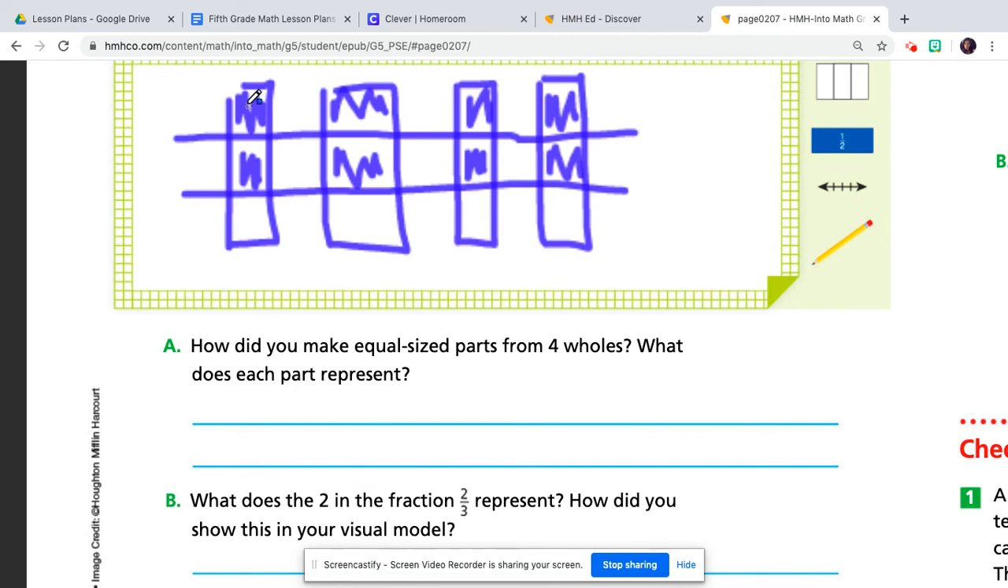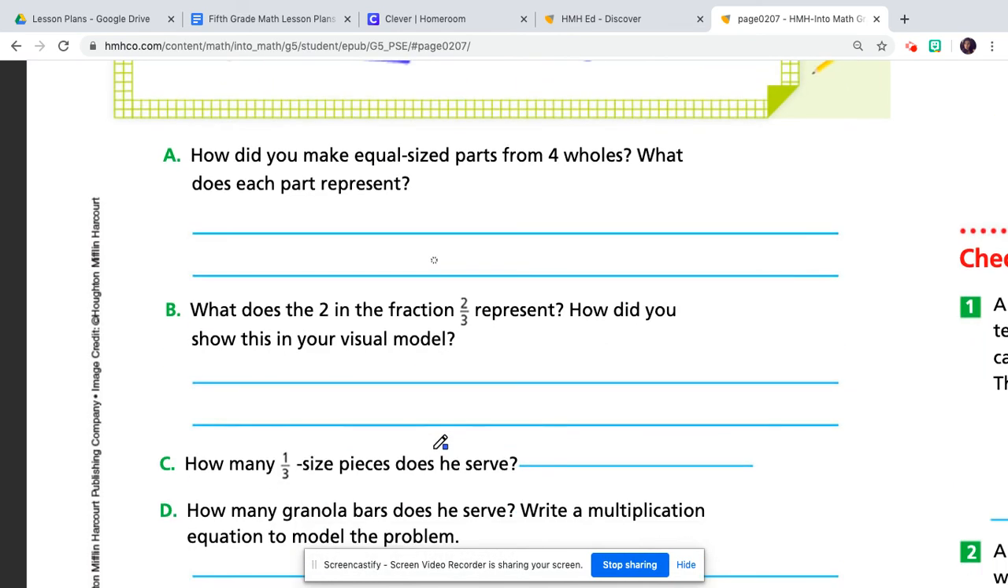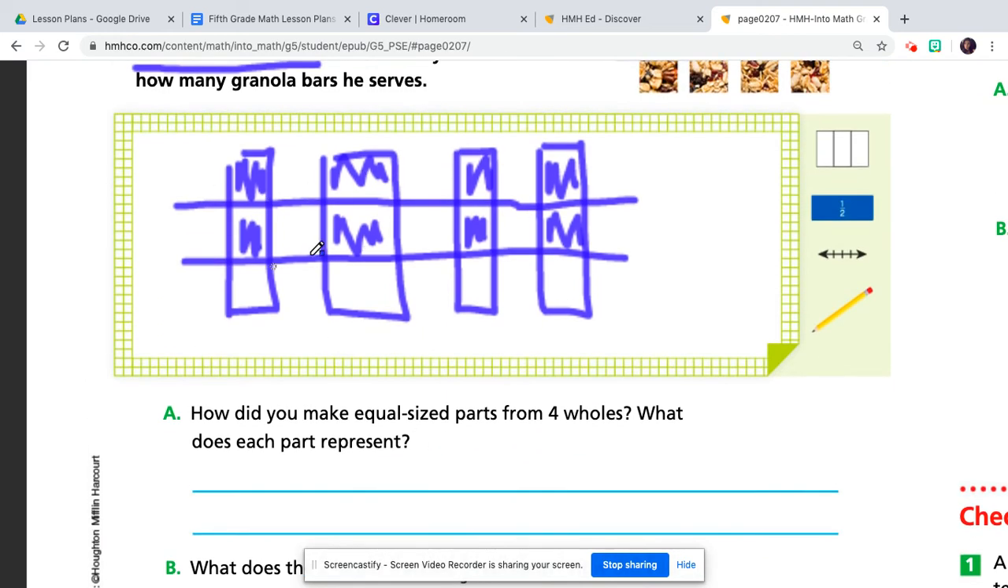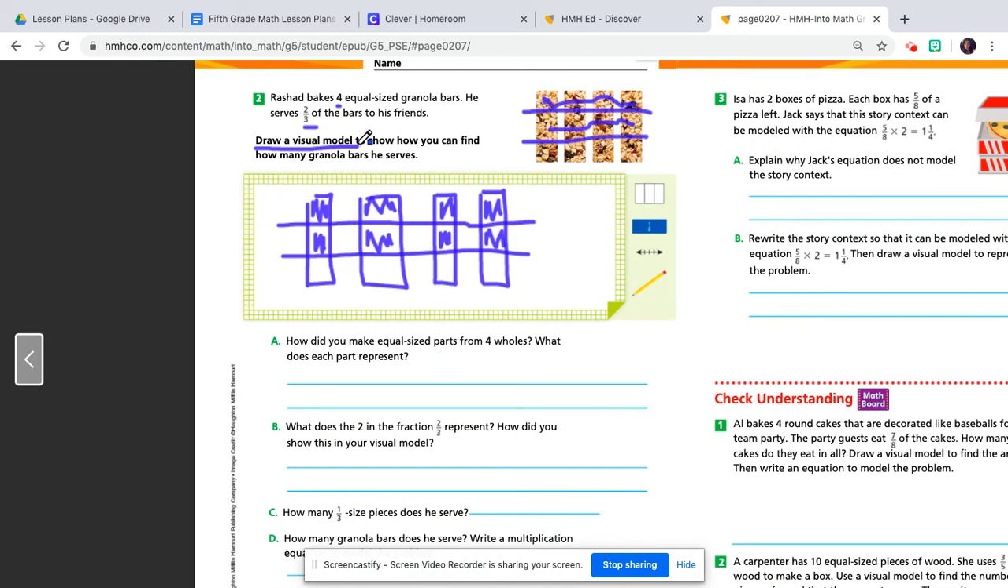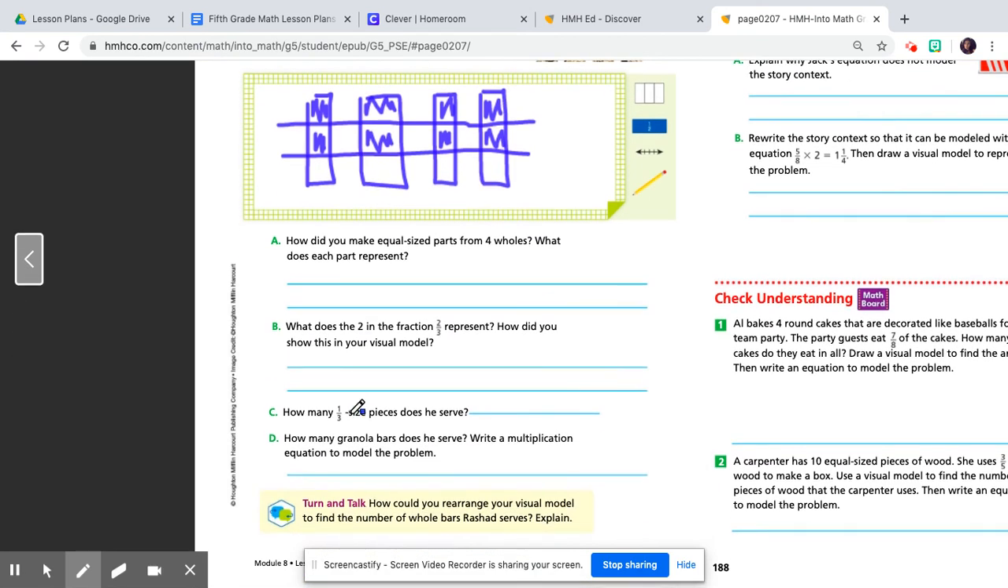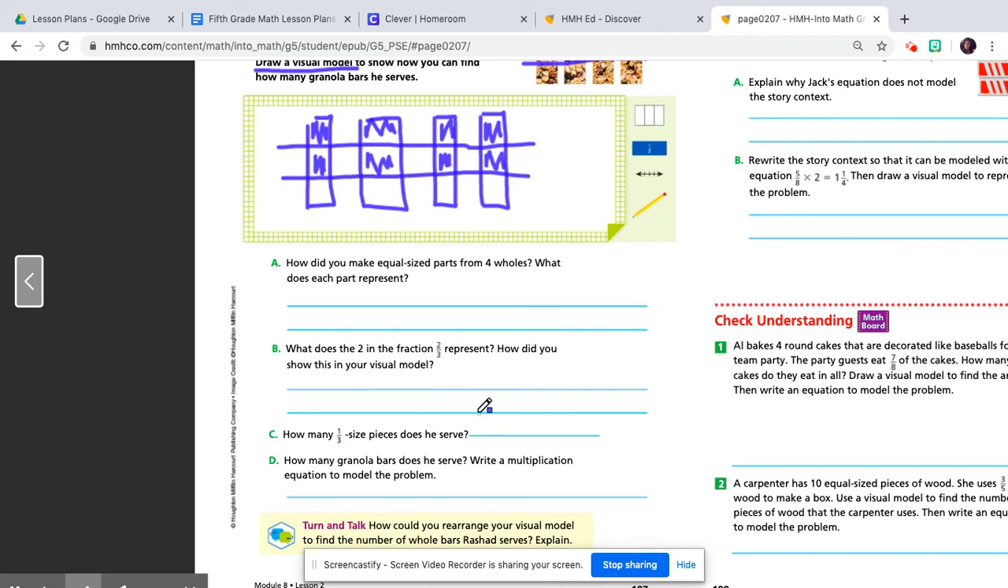So like I said, that was when we went ahead and shaded it in, and that just represents how many of the 3 equal-sized parts were served. So the parts that I shaded in show the parts that Rashad gave to his friends, remember? So again, how many of those equal-sized parts did he serve? Count them. How many did we shade in?